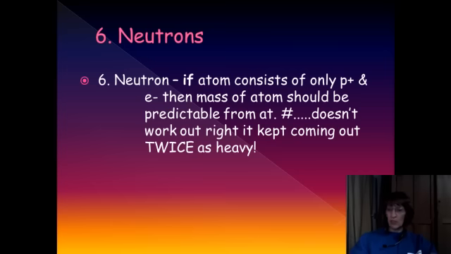The neutrons, this is number 6 on your paper. If the atom only had the positive protons and the negative electrons, then they should be able to calculate the mass pretty easily. But every time they calculated it, it was like twice as heavy as what they calculated it to be. So they knew they had to be missing something there.